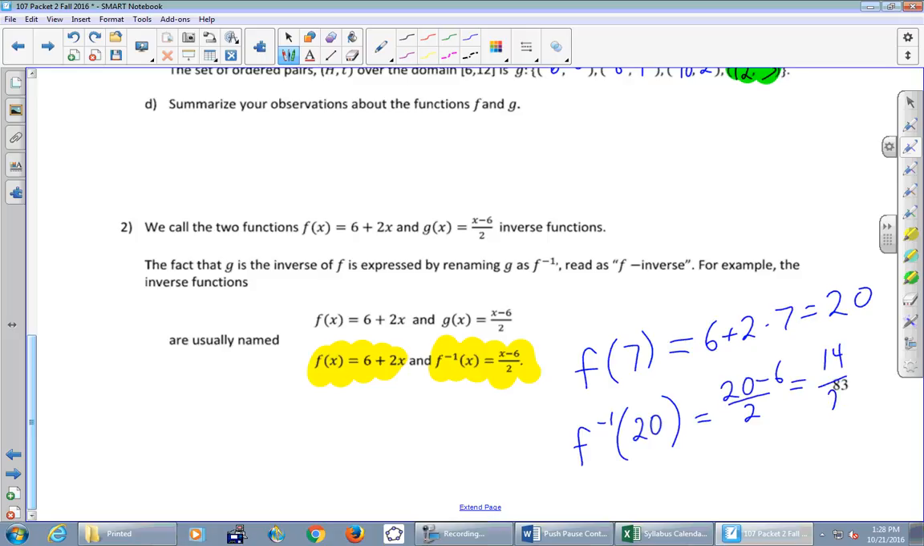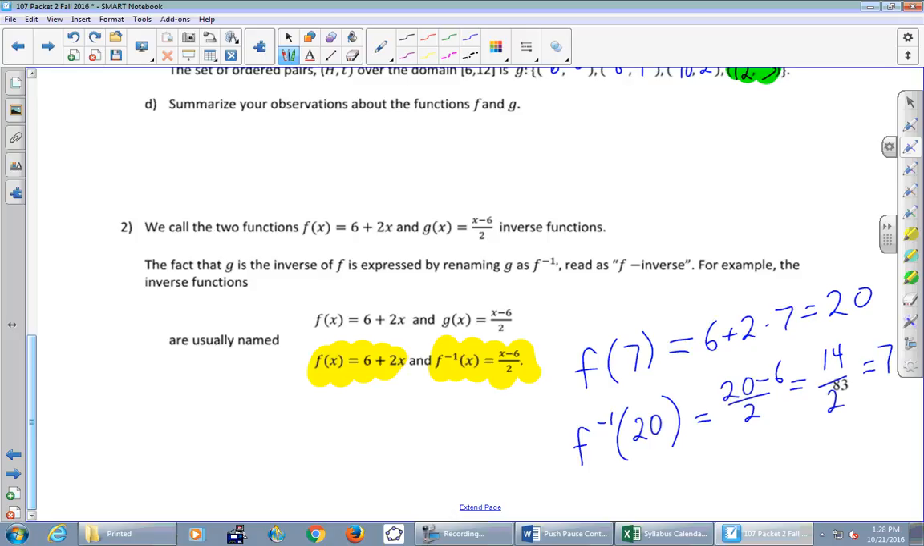14 over 2 is 7. So f takes the number 7, sends it out to 20. F inverse takes the number 20, brings it right back to 7, which totally makes sense if you remember that all we were doing was swapping the input and the output. Input was 7, output was 20. Well, if we just swap them, then the new input is 20 and the new output is 7, right? And so these two functions, like I said, they undo each other.